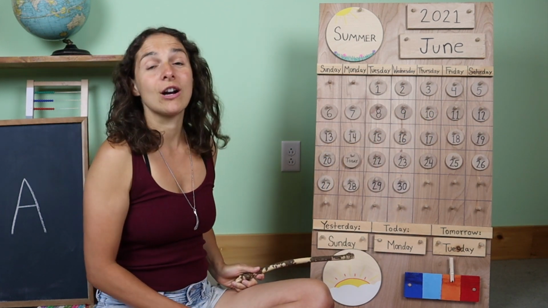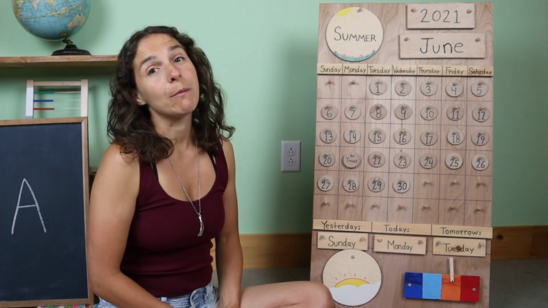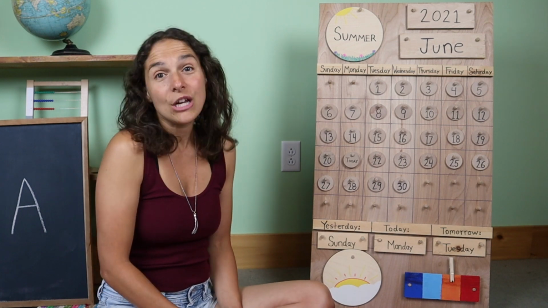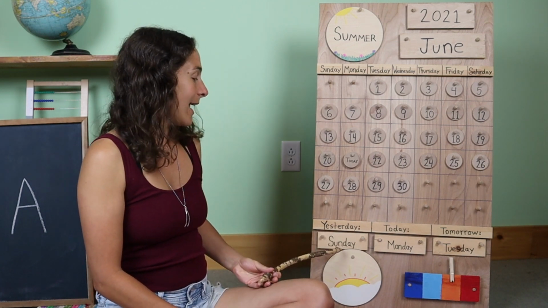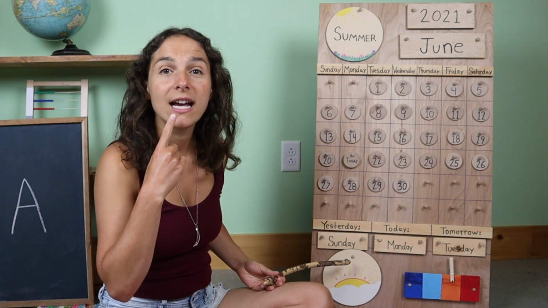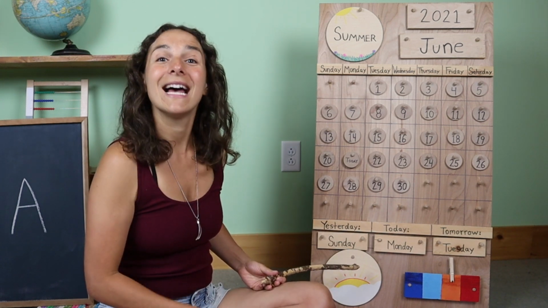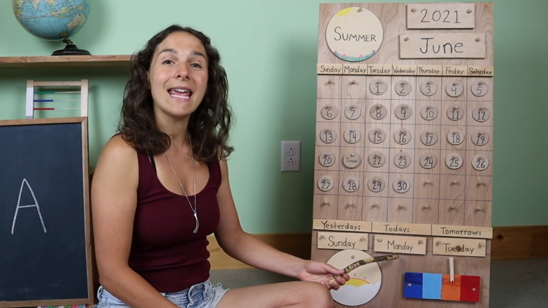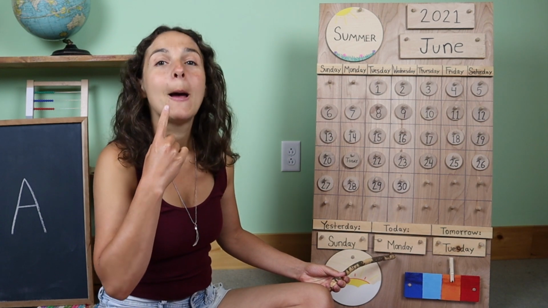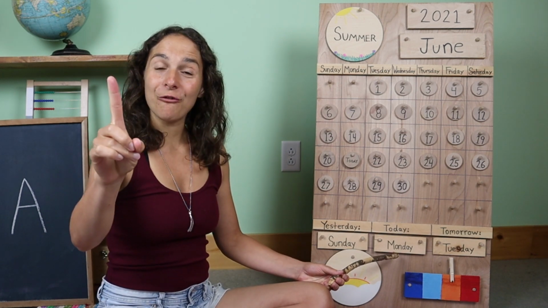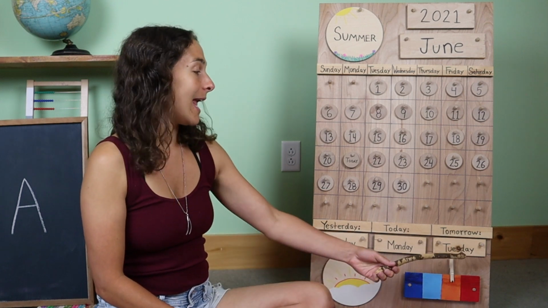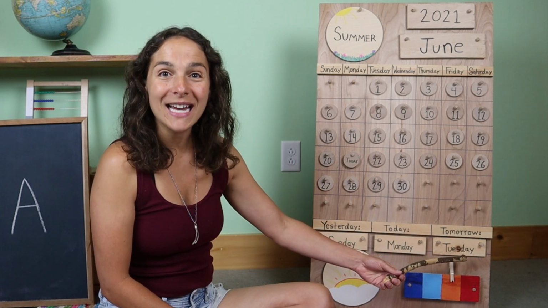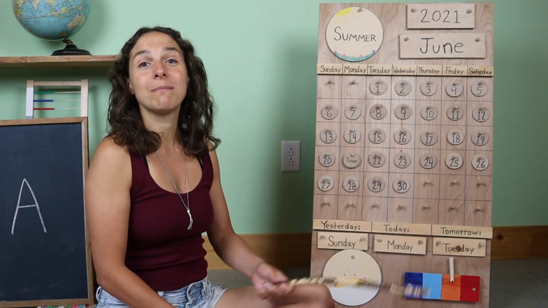At the bottom of the chart, I have the days of the week. I'm going to give you the sound that the day starts with, and if you know what the day is, you can say it with me. Yesterday was Sunday, the last day of the weekend. So that means that today is Monday, the first day of the weekday. And tomorrow will be Tuesday. But let's sing Today is Monday together.